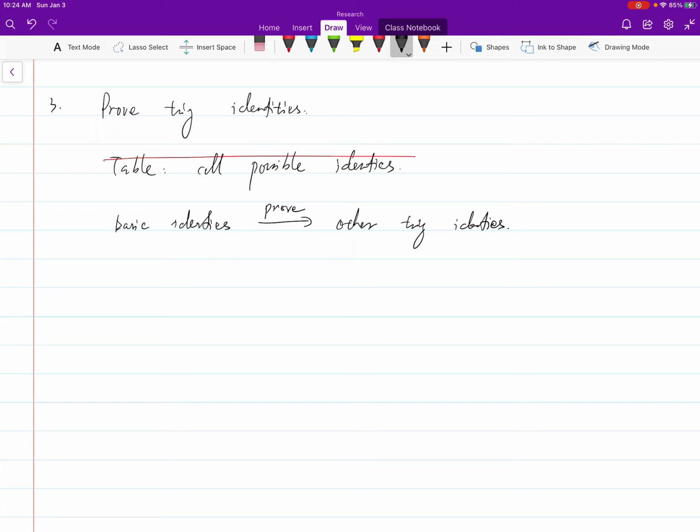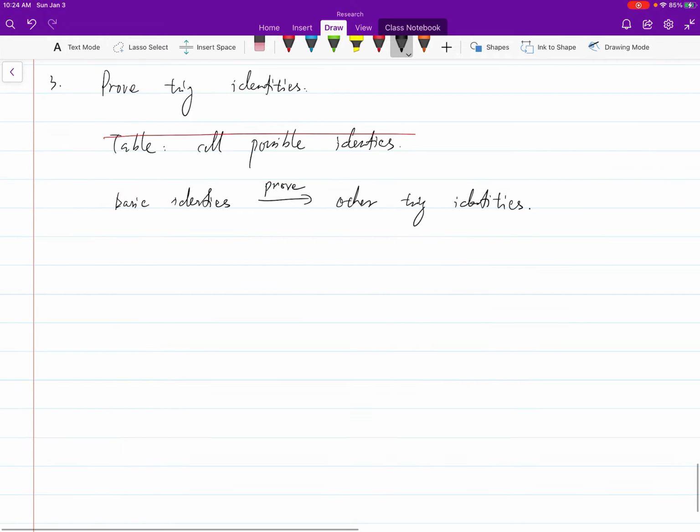And you can use it to derive or prove other complicated trig identities, which is a much more efficient way. Actually, this is the only possible way for you to do it, because again, from the beginning, you cannot have a table for all possible ones. There are so many. Okay, after that, maybe you use this one in real life.